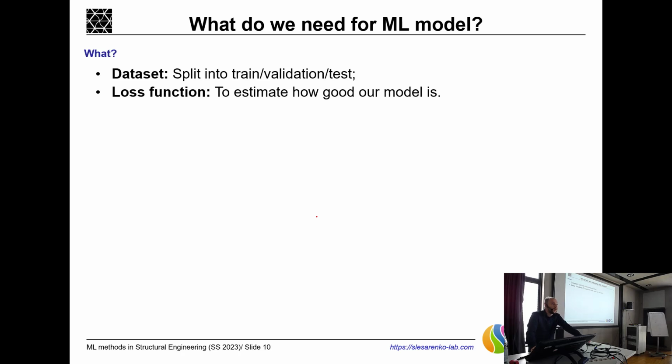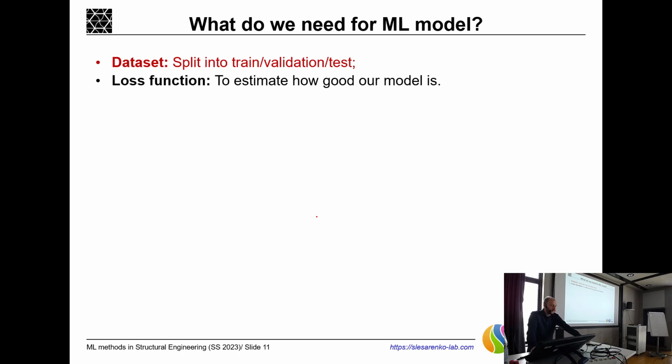Without that, you cannot do anything. Technically speaking, those are the two things you need; you don't need a lot more. So dataset and loss function. I will start with the dataset. My question is, why do we need to split our dataset? What's the purpose of splitting it into what we call here train, validation, and test?